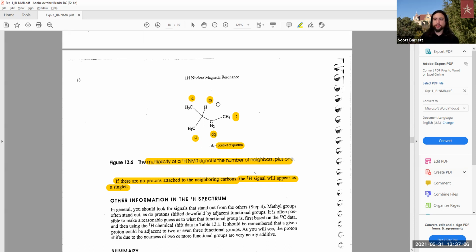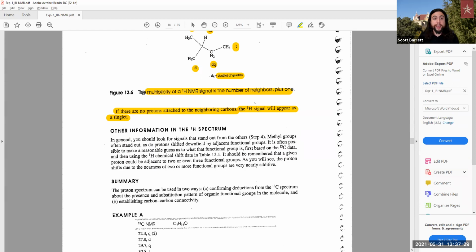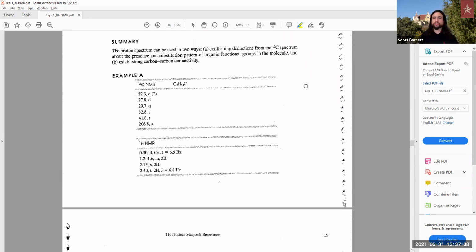I wish they had a singlet here, but that's okay. A singlet would be very simple. If you measured methane, it'd be a singlet. Because guess what? That carbon with 4 hydrogens on it has no neighboring carbons. You would see 1 sharp peak in methane because it would just be that 1 hydrogen you're measuring. There's no neighboring carbons. And again, if there are no protons attached to neighboring carbons, the proton signal will appear as a singlet.